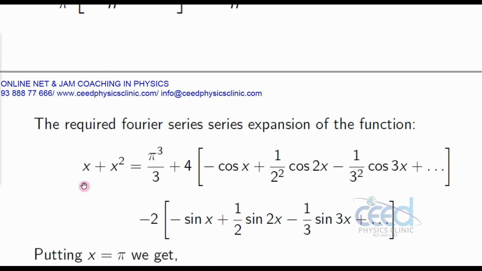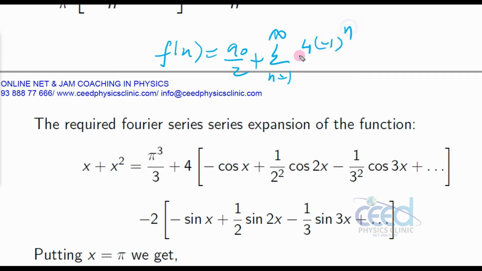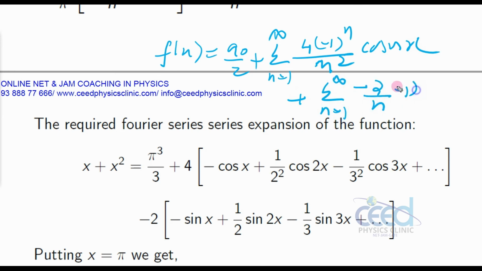So what's our Fourier series expansion? f(x) = a0/2 + sigma n = 1 to infinity of an, where an = 4(-1)^n/n² cos nx, plus sigma n = 1 to infinity of bn, where bn = -2/n (-1)^n sin nx. So this is our Fourier series expansion. Now what is a0? We solved it just before: 2π²/3, right?